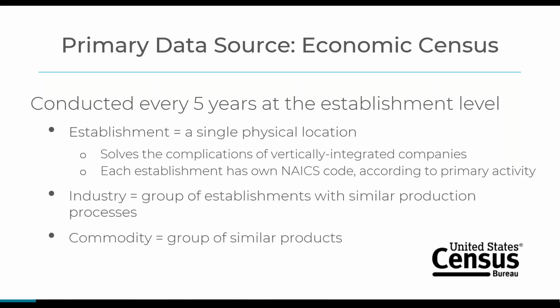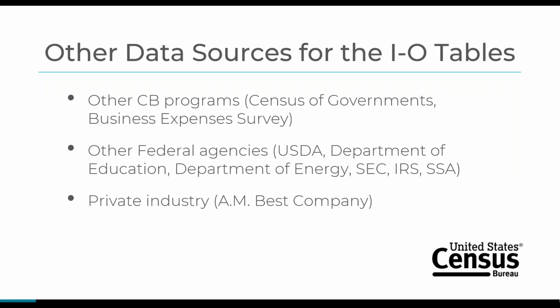And then an industry is a group of establishments with similar production processes, and a commodity is a group of similar products. The BEA does use a few other data sources for the input-output tables, some other Census Bureau programs listed here, other federal data from other federal agencies, and even one private company that helps them with data for the insurance industry.